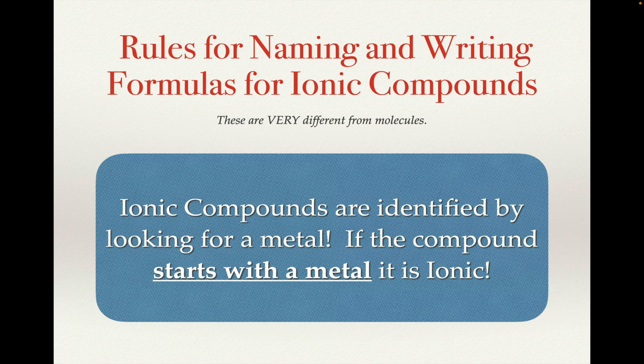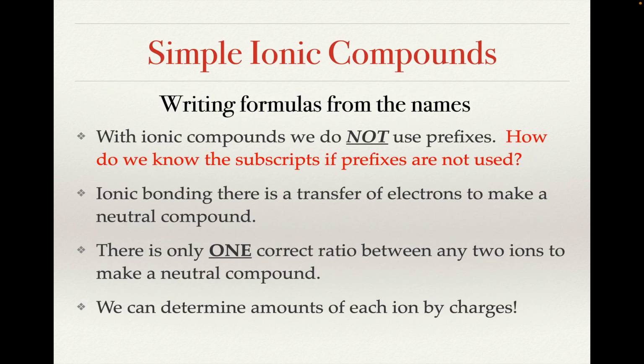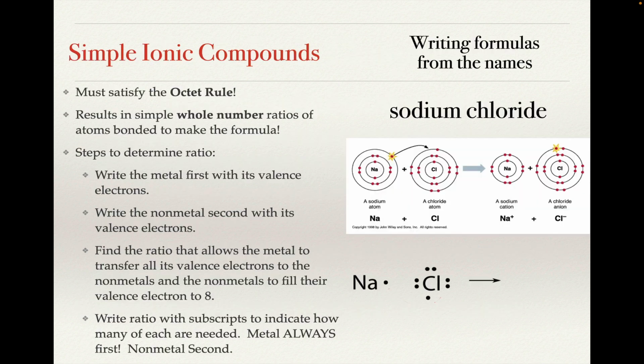If you have an ionic compound now instead of a molecule, it's going to start with the metal, so we're going to learn how to name them. With ionic compounds, we do not use prefixes, okay? Because there is only one ratio that is possible. With ionic compounds, because they are transferring that electron over, we have one valence electron from the sodium heading over to that chlorine. It only can be a 1-to-1 ratio for that +1 and -1 charge, okay?